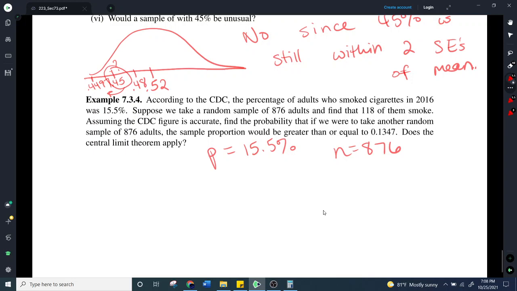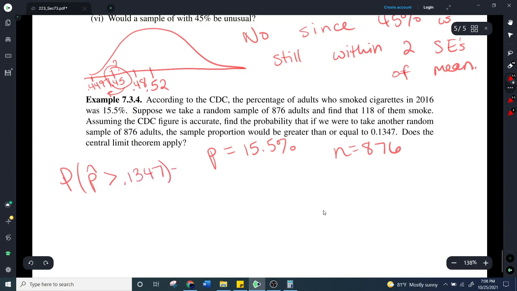Assuming the CDC figure is accurate, find the probability that if we were to take another random sample of 876 adults, the sample proportion would be greater than or equal to that 0.1347. So what they're looking for is the probability that if we were to take a sample, the sample proportion would be greater than 0.1347. That's the question.